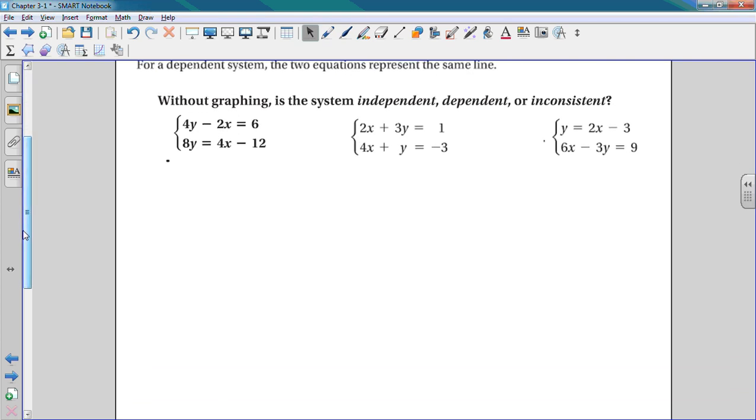Okay, so how do we find out what this looks like? Well, first we have to solve it for y. So we have y equals mx plus b form. We can't compare these if they're not solved for y because they're different. So let's solve them all for y.